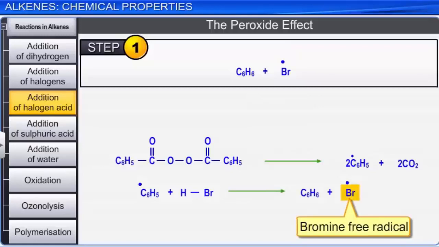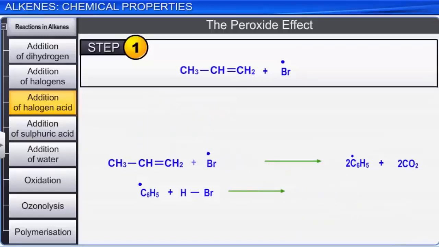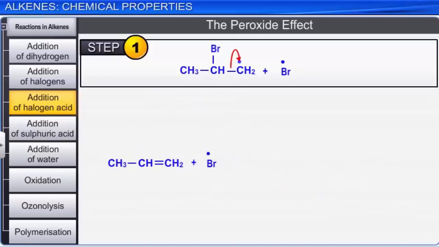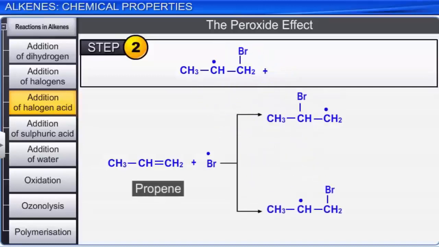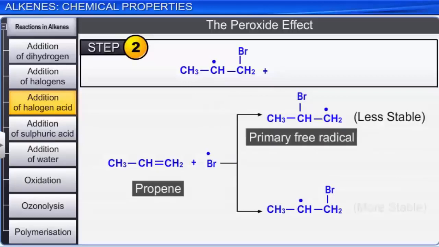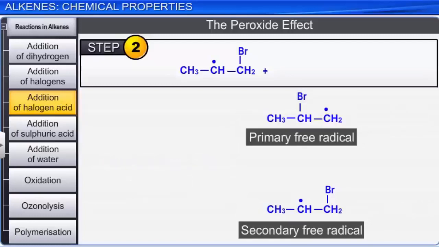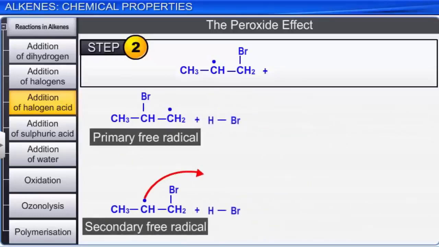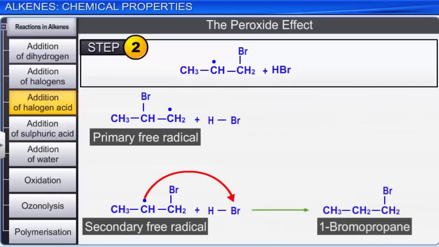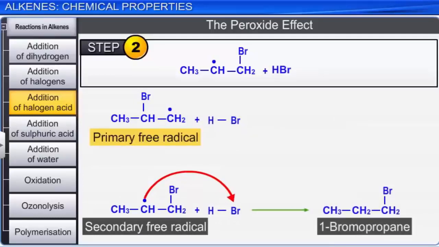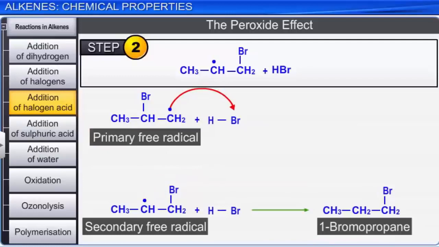Hence, propene undergoes homolytic cleavage to produce less stable primary and more stable secondary free radicals as shown here. The secondary free radical attacks hydrogen bromide to form 2-bromopropane, and the primary free radical attacks hydrogen bromide to form 1-bromopropane. Thus, 1-bromopropane is formed as the major product.